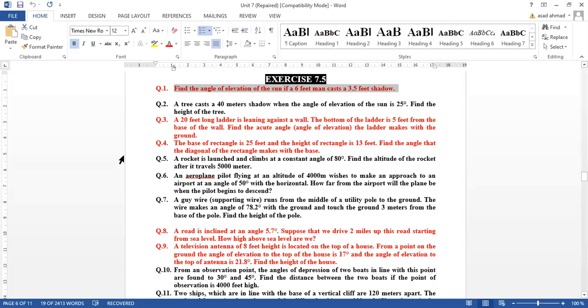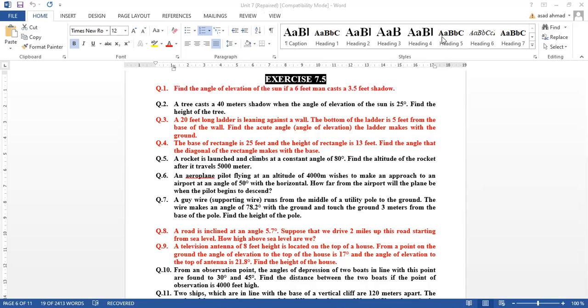First, let me share with you the statement of the question: find the angle of elevation of the sun if a 6 feet man casts a shadow of 3.5 feet on the ground. So we will first translate this information in the form of a diagram, and then we will elaborate the diagram, and finally we will find the solution. So according to this question, we will first form the diagram.